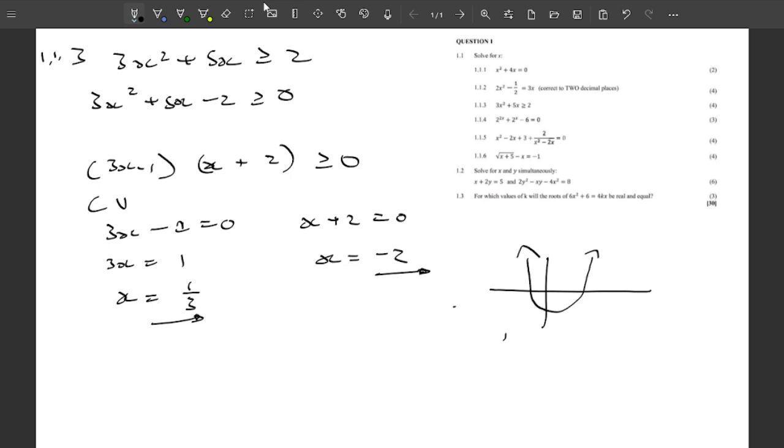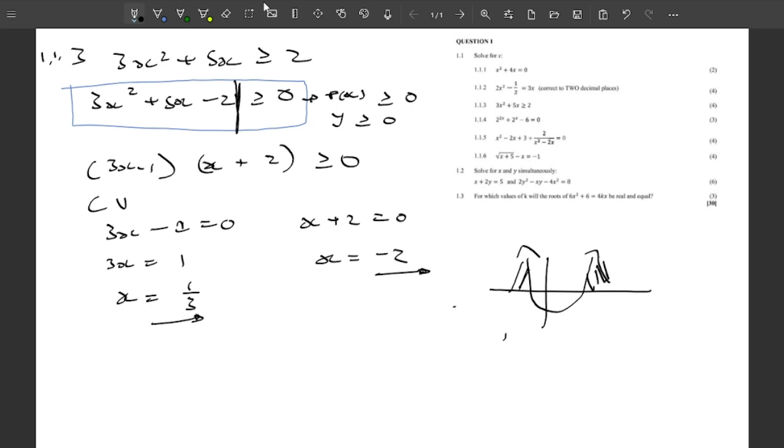Now since we use the graph method, we assume that this part here, the 3x squared plus 5x minus 2, is f of x. Not the inequality sign and the 0, but this part, we assume that it's f of x. So we're going to say f of x is greater or equal to 0. Now you're going to look for y values that are greater or equal to 0, which is this side here and this side here, right?